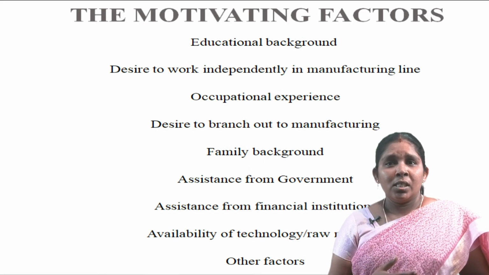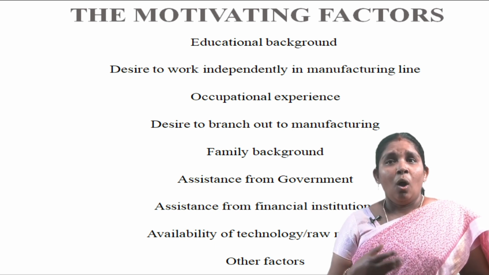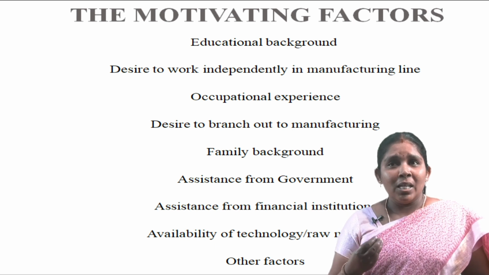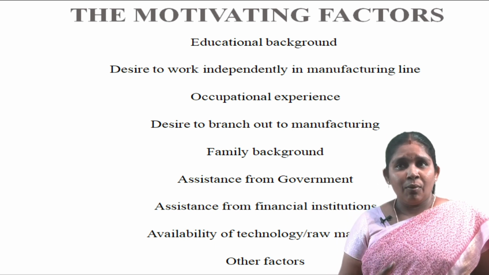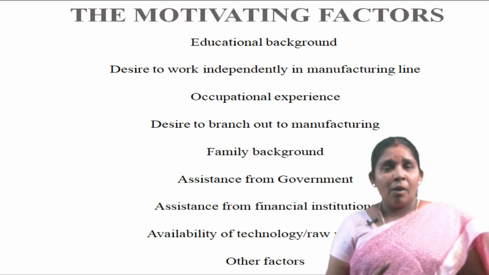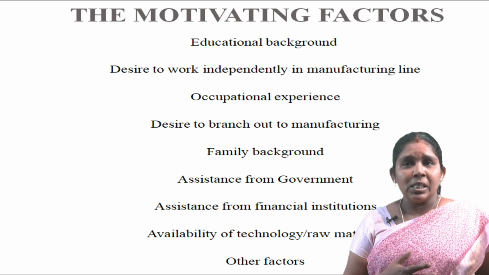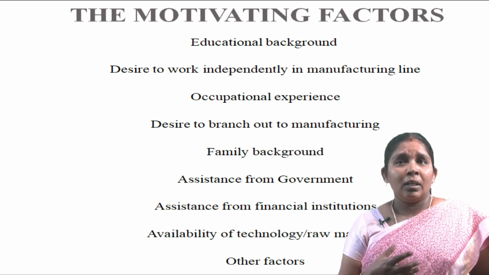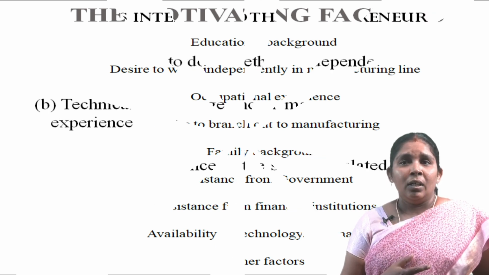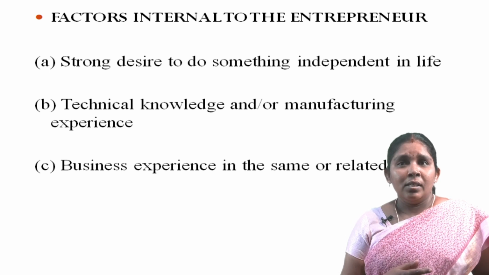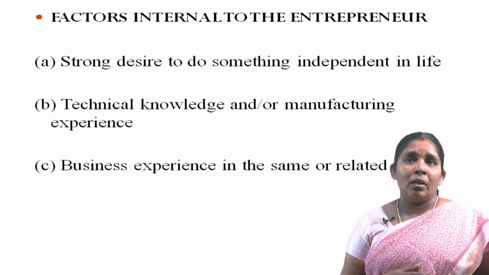The motivating factors: number one, educational background, desire to work independently in the manufacturing line, occupational experience, desire to branch out of manufacturing, family background, assistance from government, assistance from financial institutions, availability of technology, that is raw material, and the demand for a particular product, utilization of excess money earned from contractual estate business, started manufacturing to facilitate trading. Next one is factors internal to the entrepreneur, then factors external to the entrepreneur.